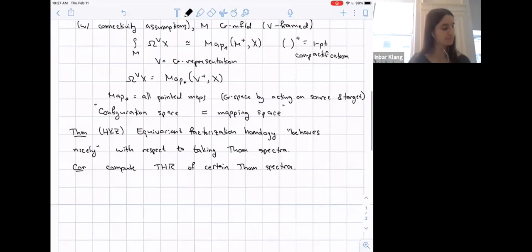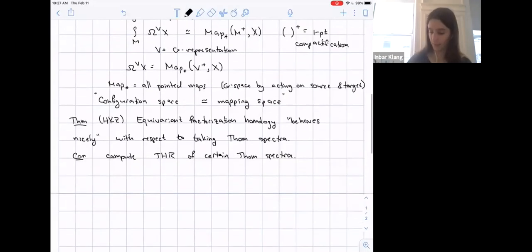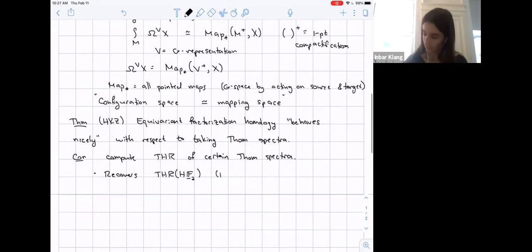So for example, we can recover the computation of real topological Hochschild homology of HF2, which is due to Dotto, Moi, Patchkoria, Henry.